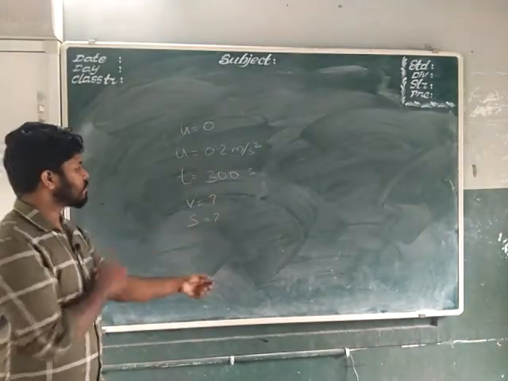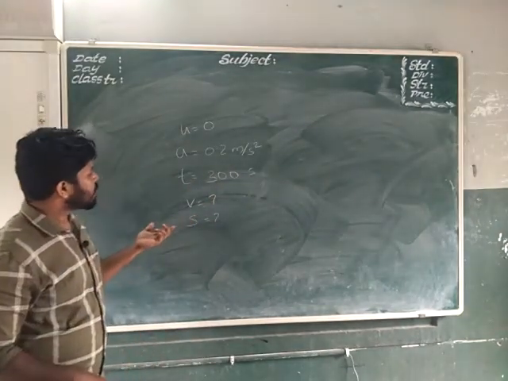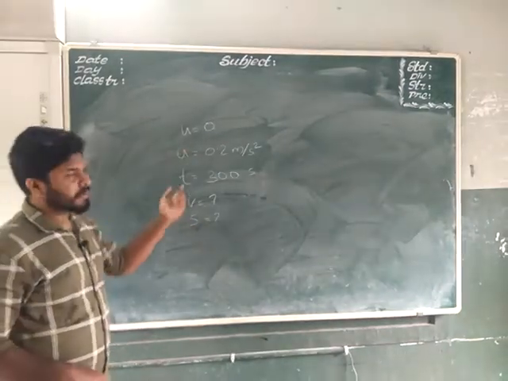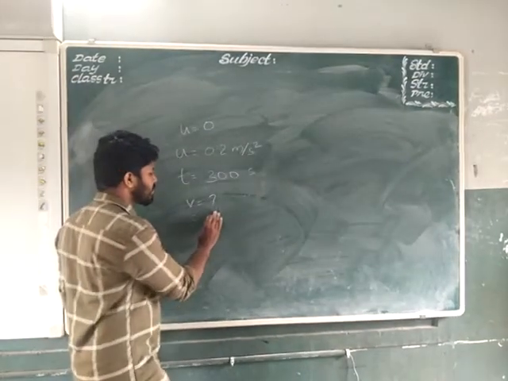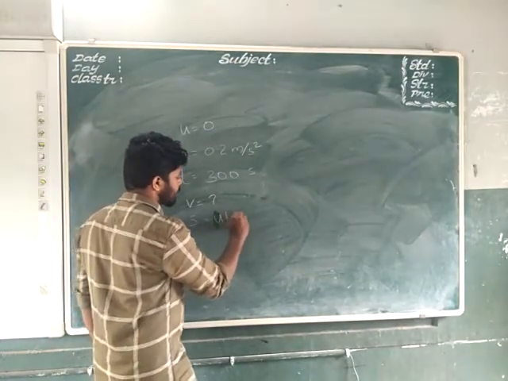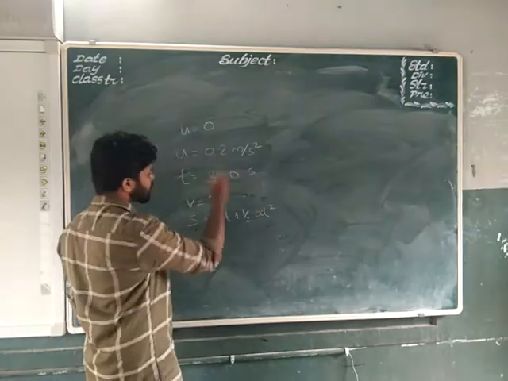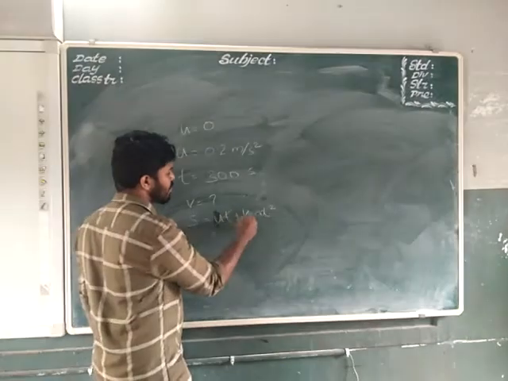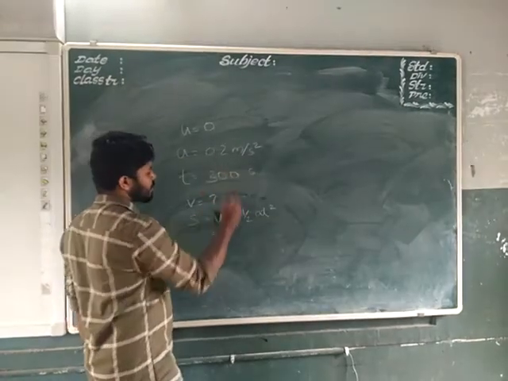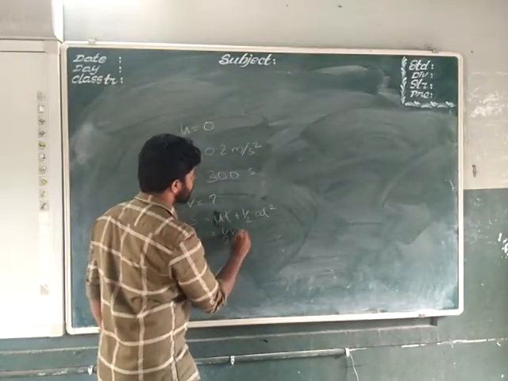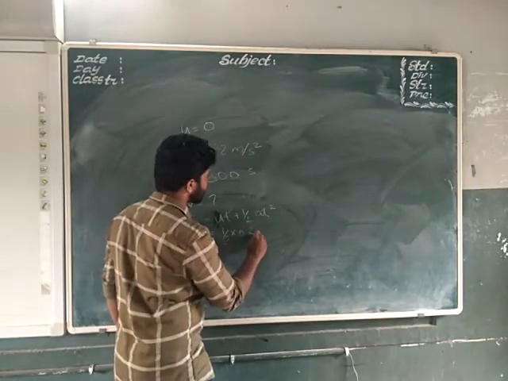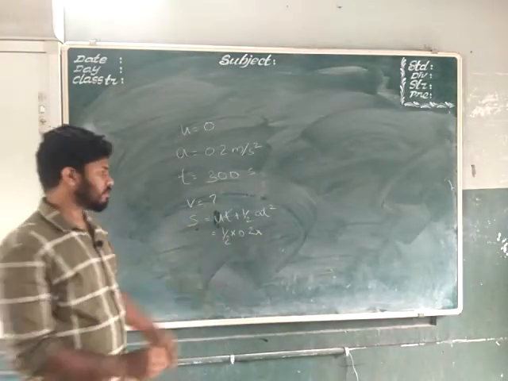So let's do this question. We have the equation s equal to ut plus half at squared. So we can first find s. Here u is equal to 0, so we cancel this term. S equals half into a into t squared, which is half into 0.2 into 300 into 300.